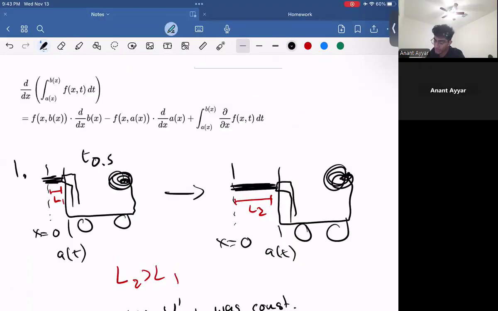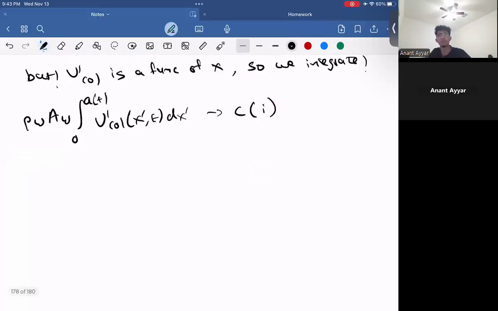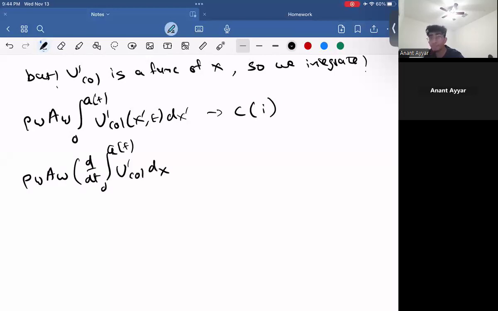So this is in terms of d/dx, but it's the same thing if we just change it to d/dt, and we're basically swapping the x's and the t's in all these functions. So what this will do is we can first remove rho w A w from this because they're constant, and then we take d/dt of the integral from 0 to a(t) of v prime column velocity, dx prime. I'm putting some parentheses because this part is equated to everything else, and it's all multiplied by rho w A w.